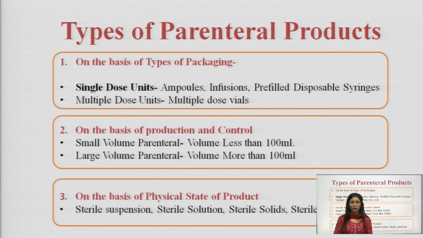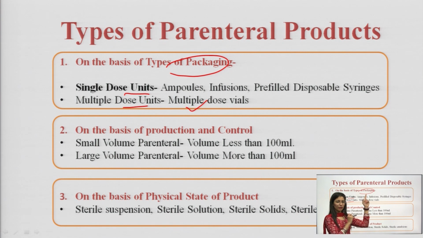Moving on, types of parenteral product. Parenteral products have various types, so we are going to divide them on the basis of different classes. Number one is on the basis of types of packaging, meaning how they are packed. Two types we can differentiate. Number one is single dose units and number two is multiple dose units. Single dose units can be used at one time, like ampoules, infusions, pre-filled disposable syringes. They can be used one time, one at a time. Multiple dose means you can use multiple doses from vials. For example, they can be reused again and again. This is why they are divided on the basis of their packaging.